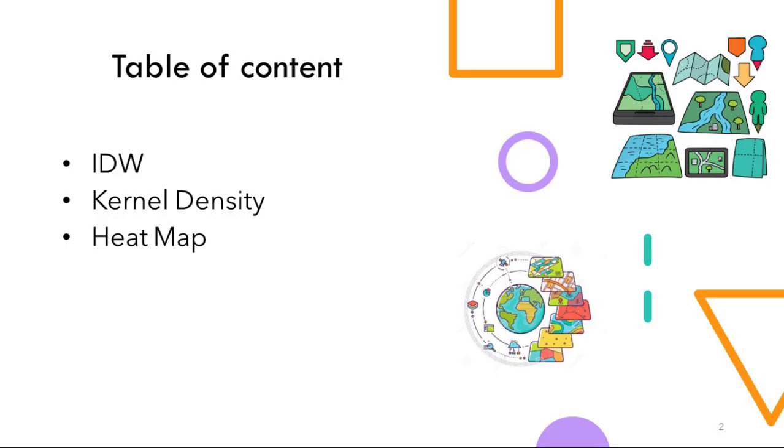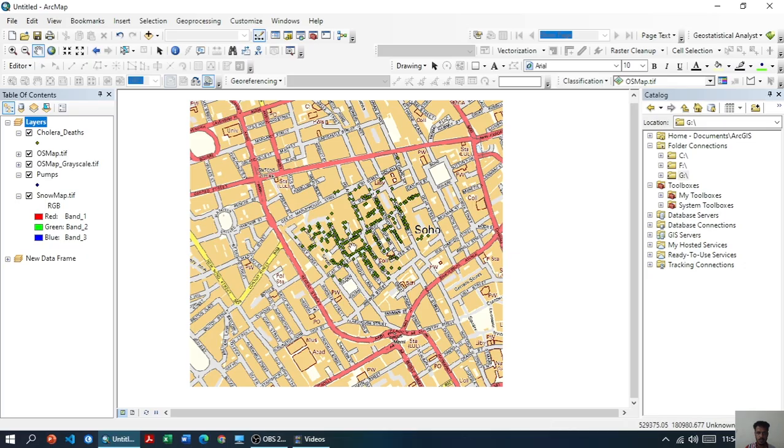The table of contents will be IDW, kernel density and the heat map. Here is the data we have. First, we have to determine which area has the most cholera deaths.